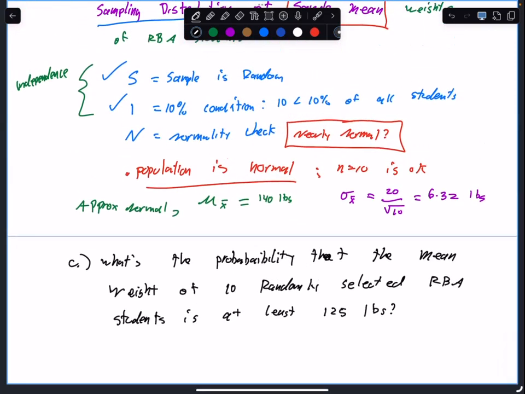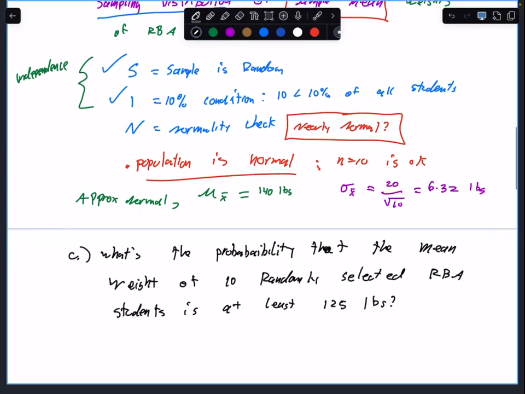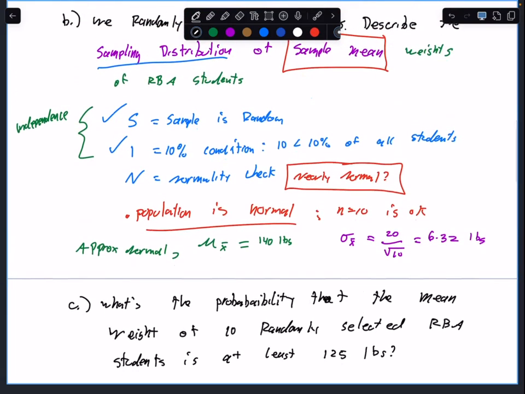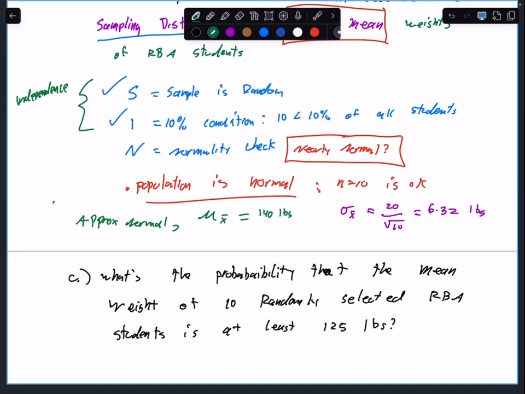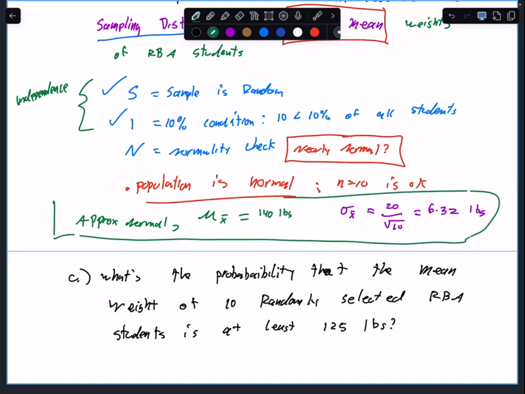Now, some of you were saying yesterday, wait a minute, isn't this asking me the same question as I just answered in question A? And the answer is no. Question A was asking about one student using the population. Now we're talking about the sampling distribution. Every sampling distribution is different, and it depends on the sample size, which is 10. But we just did that, so we're literally going to use our answer from B.